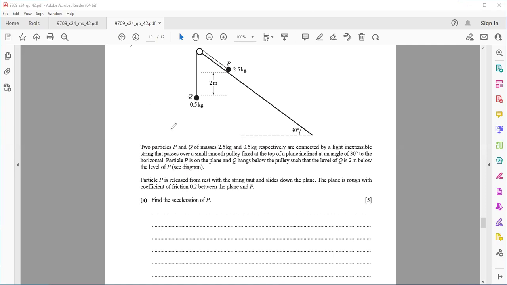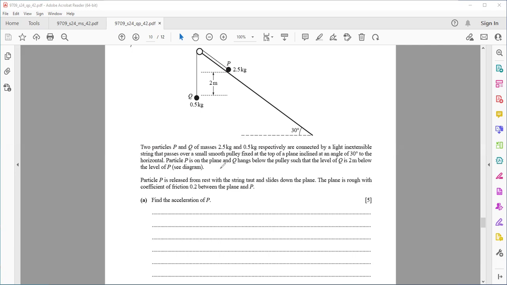Hello everyone. Okay, that question is very, very important, and that question belongs to the summer 24, the latest paper, and it fits to question number 7 of the M1. The first part is: two particles P and Q, with masses 2.5 kg and 0.5 kg respectively, are connected by a light inextensible string.